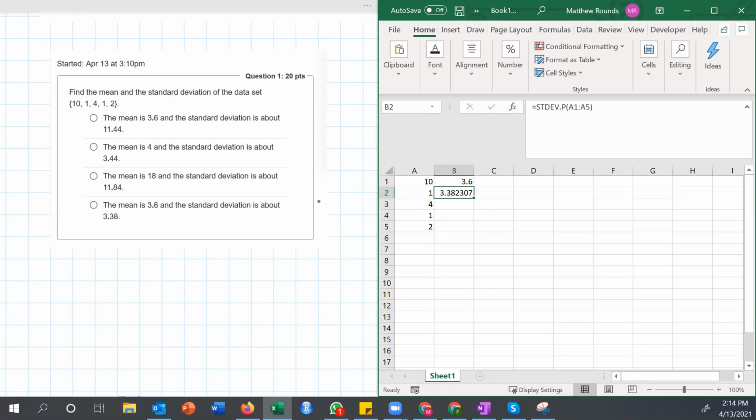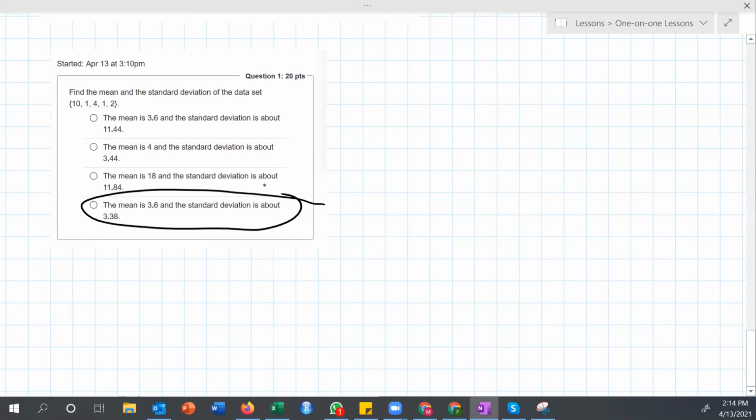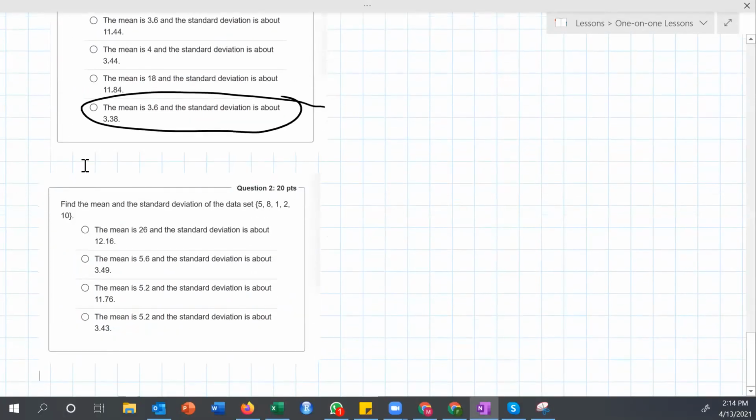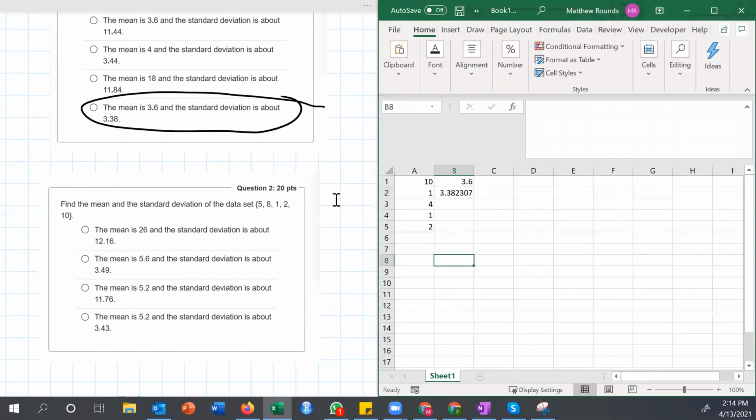Yep. All right. So do you see how the answer is this now? Yes. All right. So now we're going to go to the second question, and you're going to do the same thing. So let me get the data set up. Now this is one of those things. It's the power of Excel. All you got to do is change the numbers here. 5, 8, 1, 2, 10.